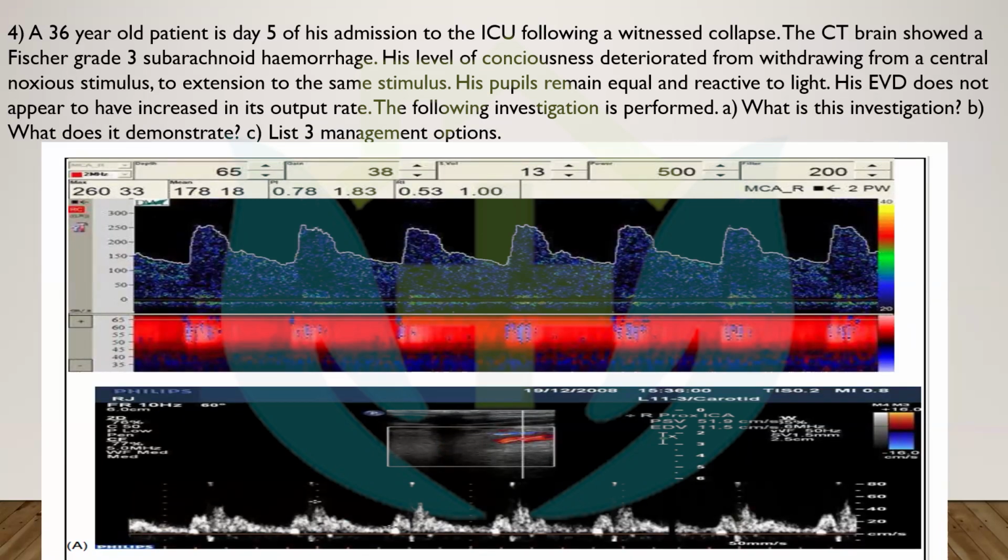Very briefly. Transcranial Doppler. What does it show? Vasospasm. How will you manage that? With nimodipine, and IV also, a calcium channel blocker. Okay.